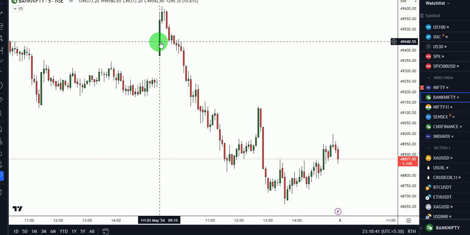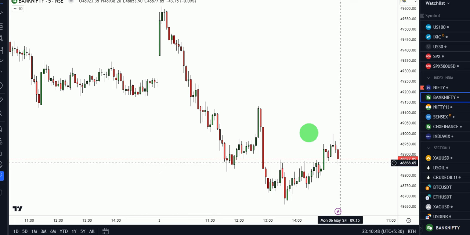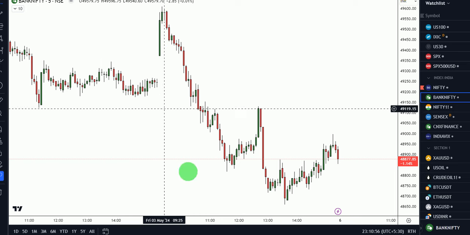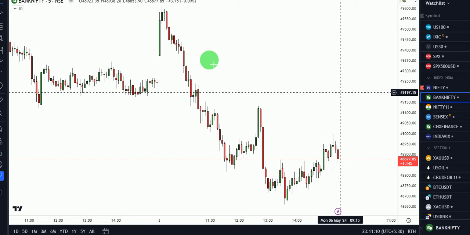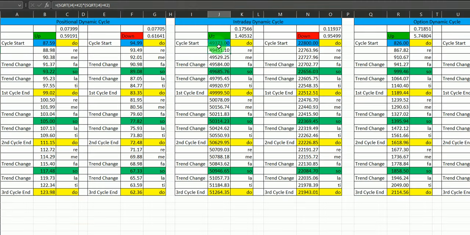So first you look at the first 5 minutes, the market moved up. Suppose we forget all the movement which has happened here. Just look at what the low is. We are assuming this is the low. What is the low? 49,373. So just give the input in the dynamic cycle intraday: 49,373.